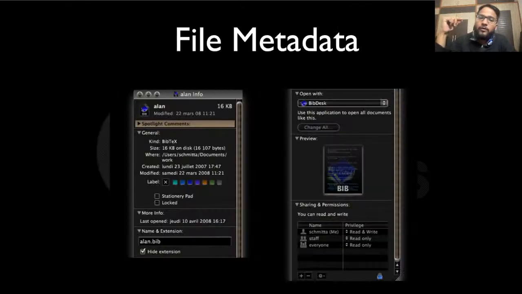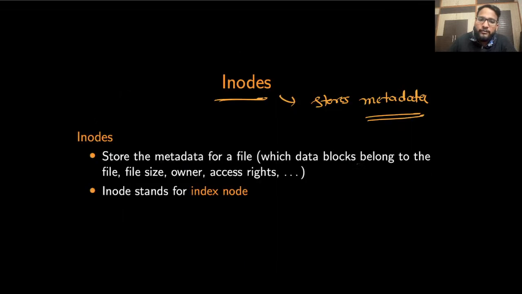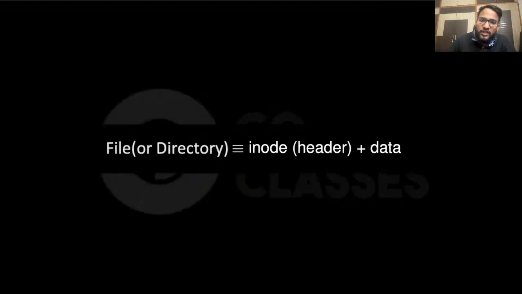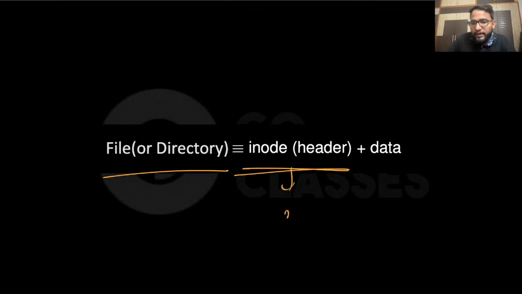So now, metadata you might have seen like this. This is a screenshot of Mac OS. So metadata means, like, when it was last opened and so on, right? There could be many details. So basically, a file or a directory is just an inode. Inode means it has the metadata and the actual data, right? And the actual data is the file or directory.